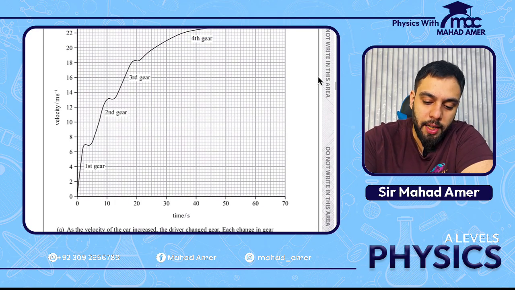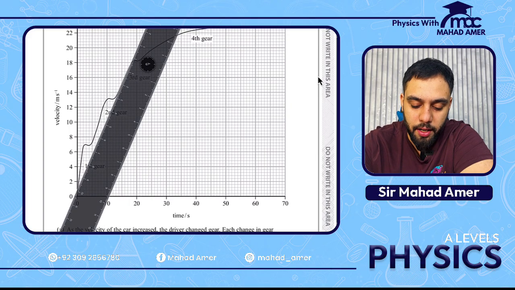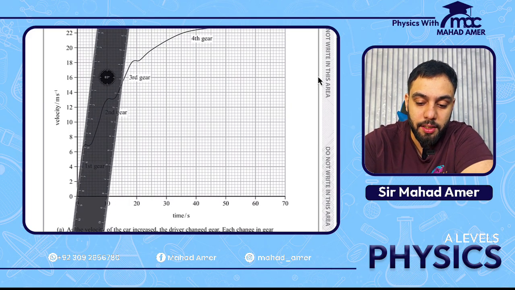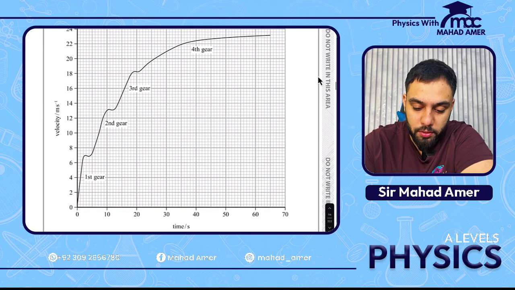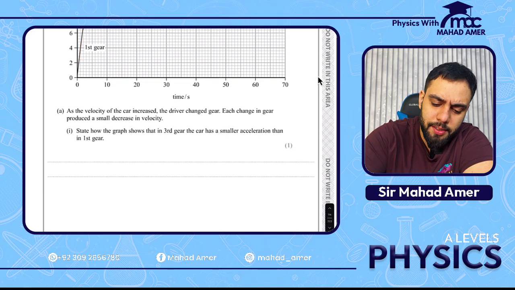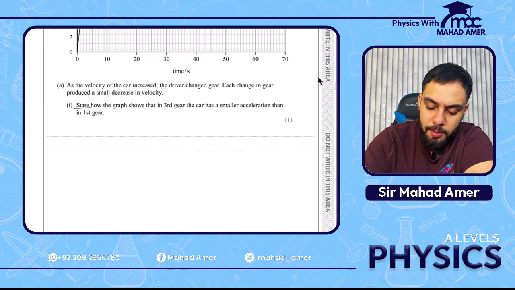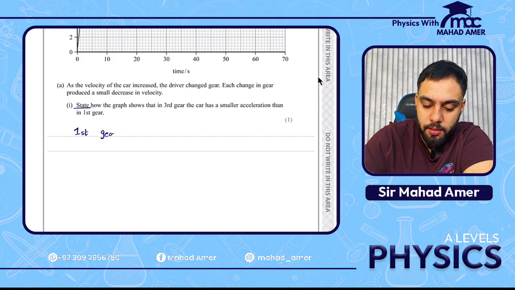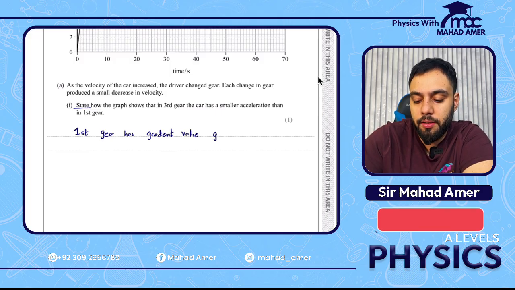If you realize, for third gear the steepness is less, the gradient of the third gear is less than the first gear, and since the gradient of a velocity time graph gives us acceleration, third gear would have a lesser acceleration compared to the first gear. You can just safely say it's a state question, so stay very focused and on the point. First gear has a gradient value greater than the third gear.